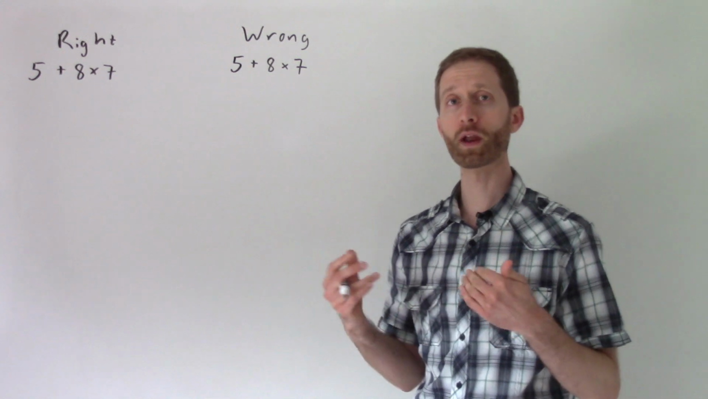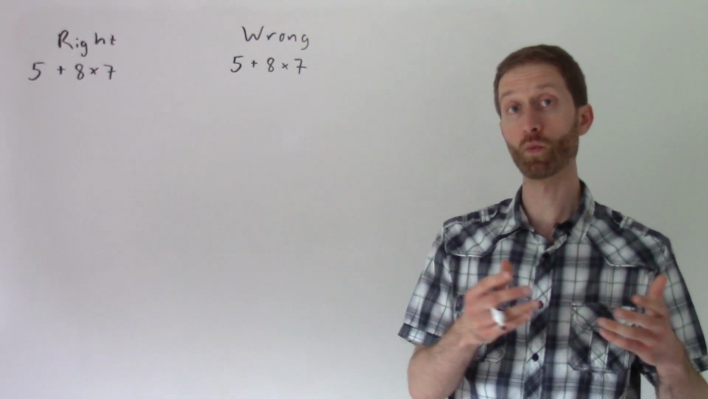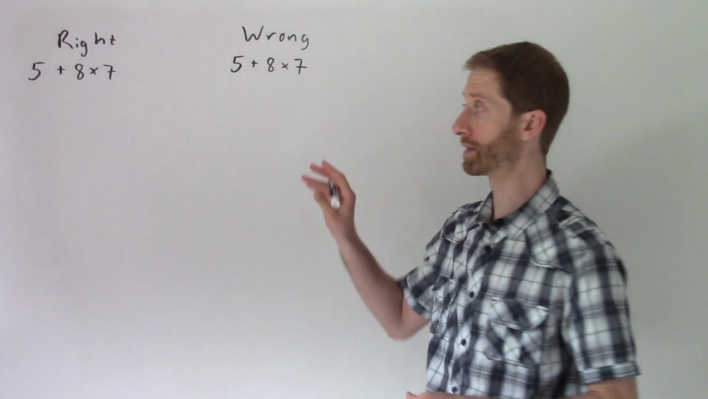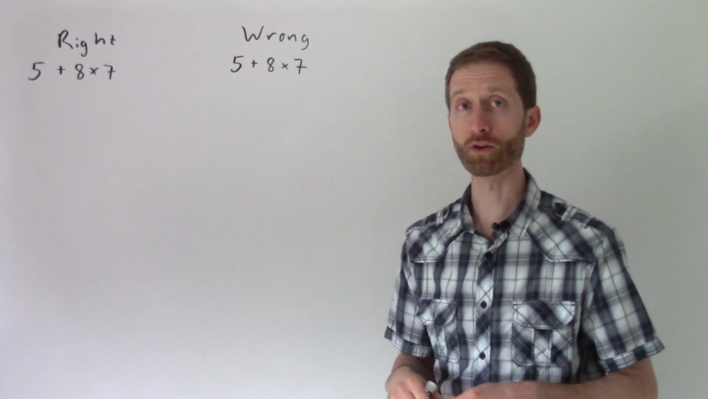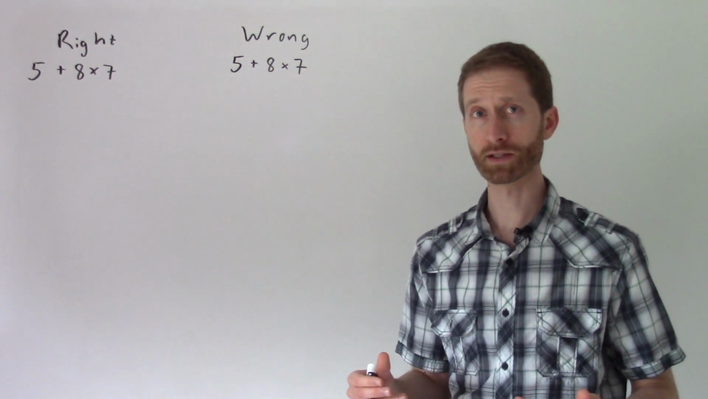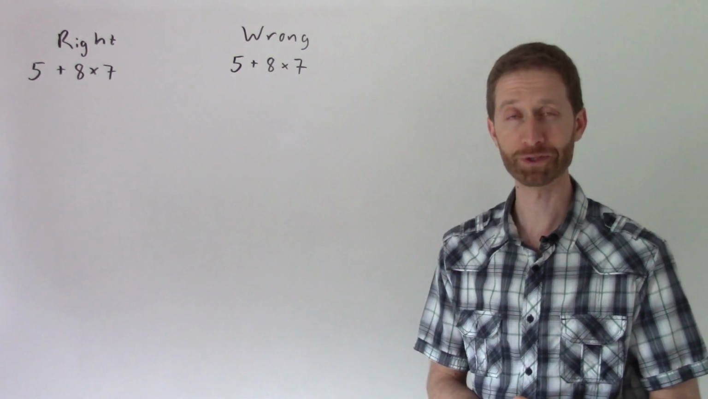So we're going to look at what happens when we use the correct rule, and then what happens when we don't use the correct rule in this part of the video. And then the next part of the video, we're going to talk about why the order of operations makes sense and how it works. Should be pretty cool.